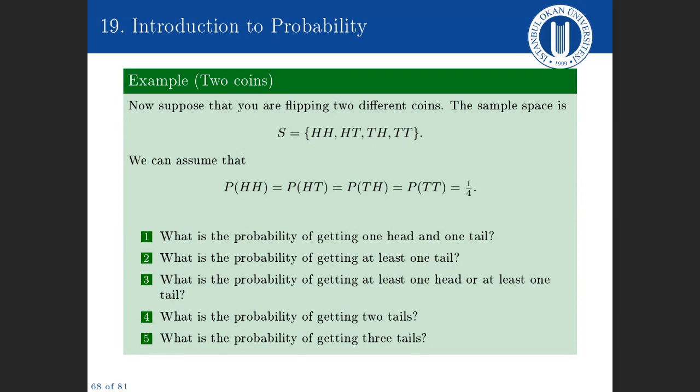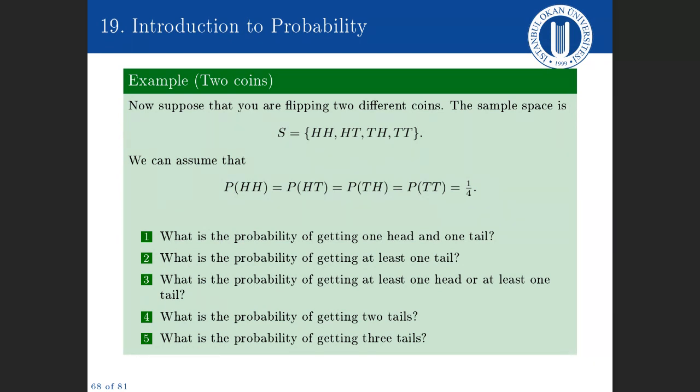Five questions. What is the probability of getting one head and one tail? What is the probability of getting at least one tail? What is the probability of getting at least one head or at least one tail? What is the probability of getting two tails? What is the probability of getting three tails?